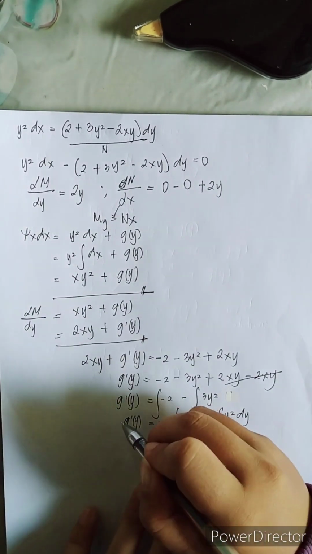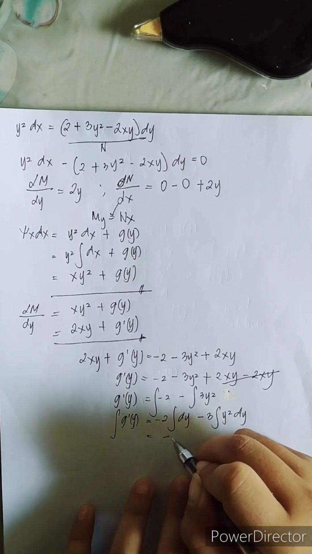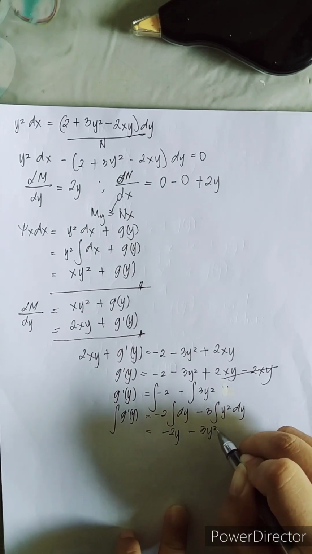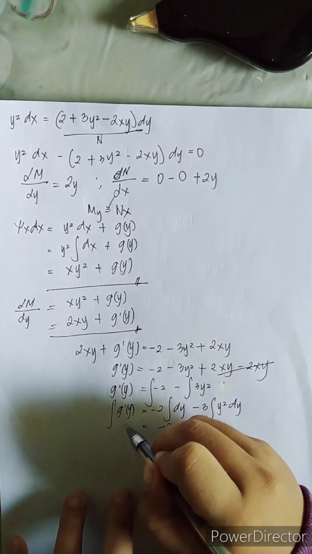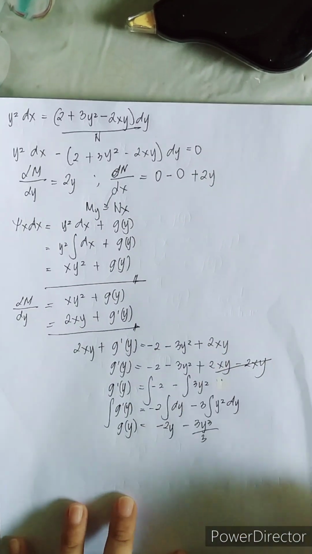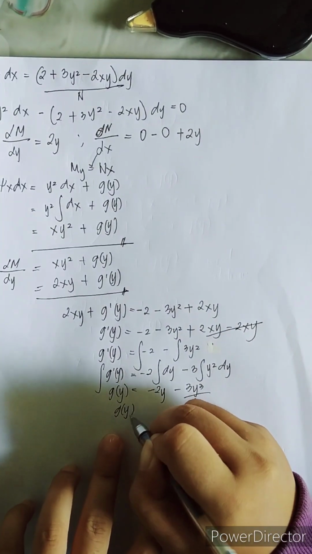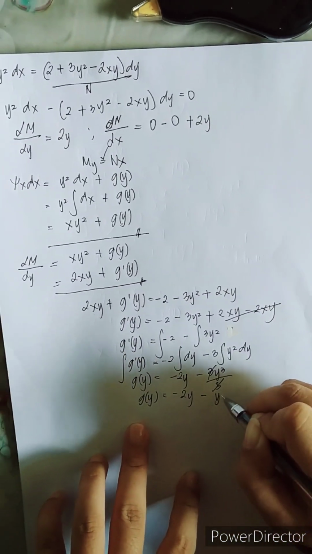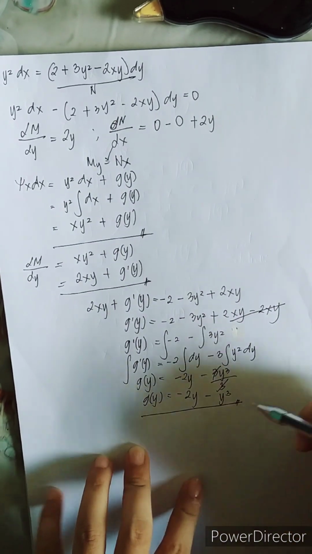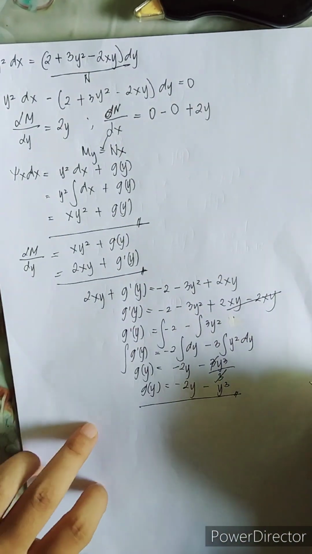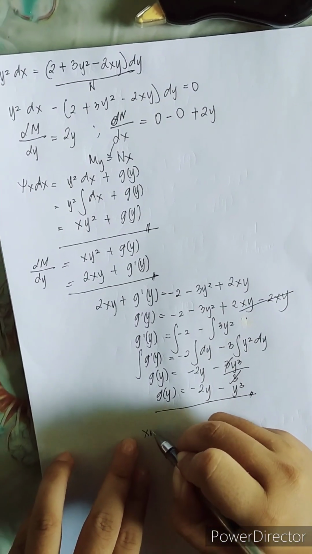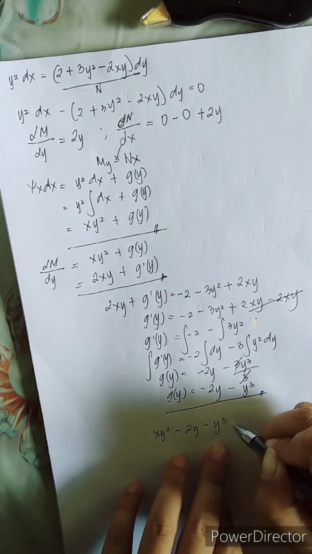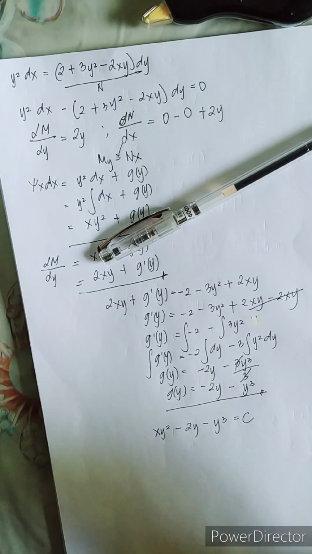Then this will be negative 2y minus 3y cubed over 3. This will be our g of y. Then simplify. G of y will be negative 2y, the 3s cancel, minus y cubed. Plug in the value of g of y into our general solution, which is xy squared minus 2y minus y cubed equals C. Then this is our final answer.